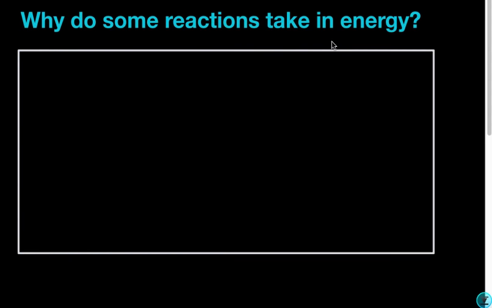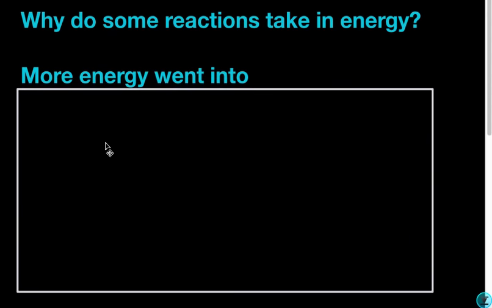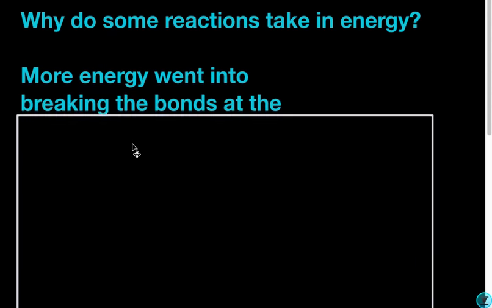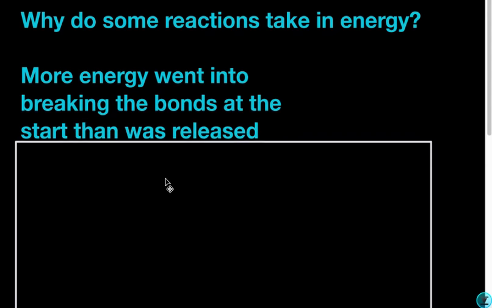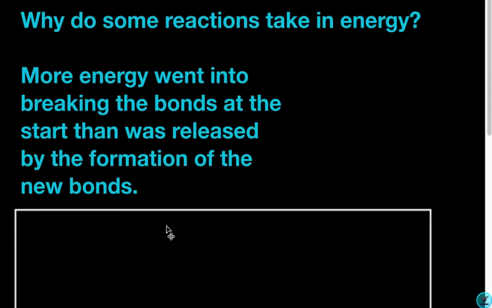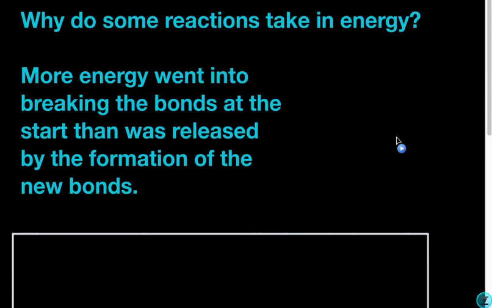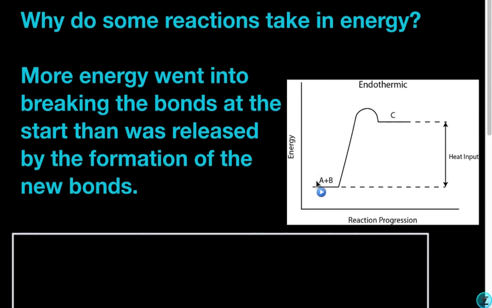Okay, let's look at the flip side here. Why do some reactions take in energy? Well, in these ones, we have more energy going into breaking the bonds at the start than was released by the formation of the new bonds at the end. Here's an example of that. We've got chemical A and chemical B. It doesn't matter which ones they are. But we start the reaction by putting in a ton of energy.